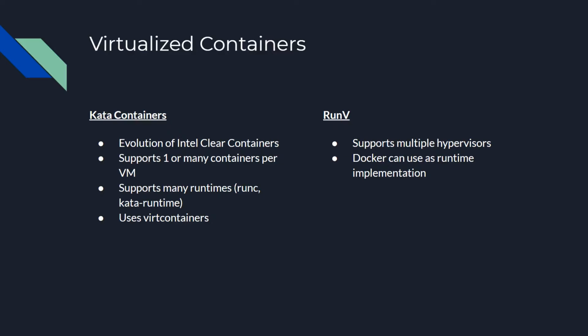So Kata containers can support one or more containers per virtual machine it deploys. And it does this by using something called the Kata agent, which runs alongside the virtual machines as a monitor and a manager. So when Kata goes to deploy a new container, the Kata agent is what helps decide if it needs to deploy an entirely new virtual machine or if it can share a virtual machine with other containers.